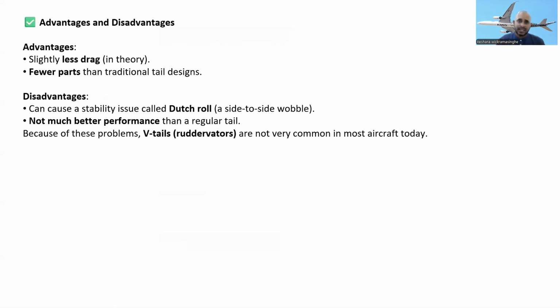So, advantages and disadvantages. Advantages: slightly less drag, and in theory fewer parts than traditional tail designs. Disadvantages: it can cause a stability issue called Dutch roll, a side to side wobble, and it gives not much better performance than a regular tail. Because of these problems, V-tails with ruddervators are not very common in most aircraft today.